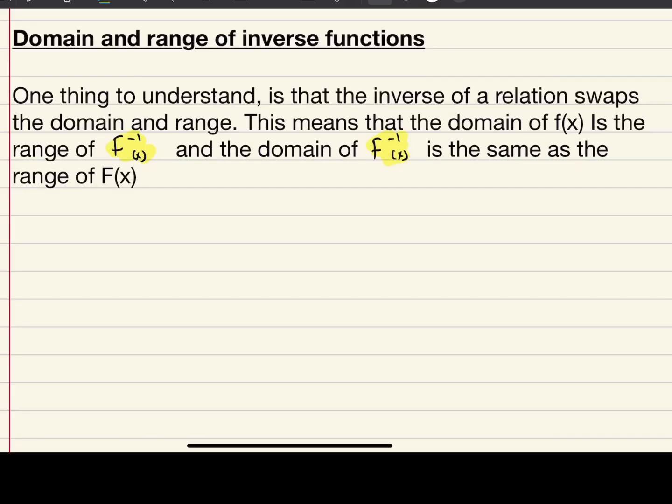The last thing I'd like to discuss here is the domain and range of inverse functions. One thing to understand is that the inverse of a relation swaps the domain and range, because they swap the x and y values. This means that the domain of f(x) is equal to the range of f^-1(x), or the inverse of that function, and the domain of the inverse is the same as the range of f(x). So as long as you remember that they swap, it should be a pretty simple approach.